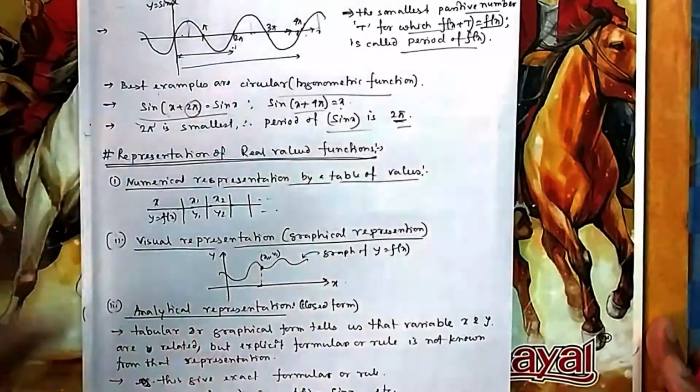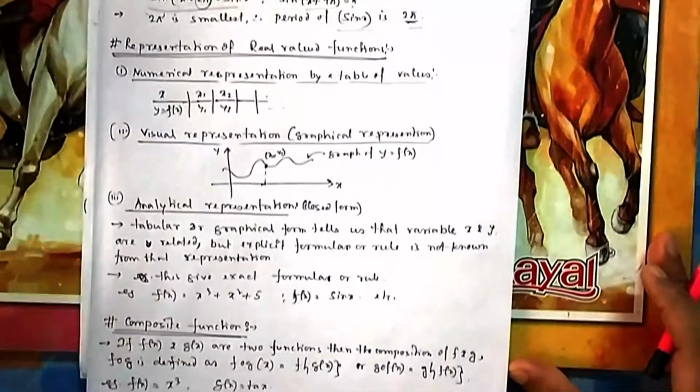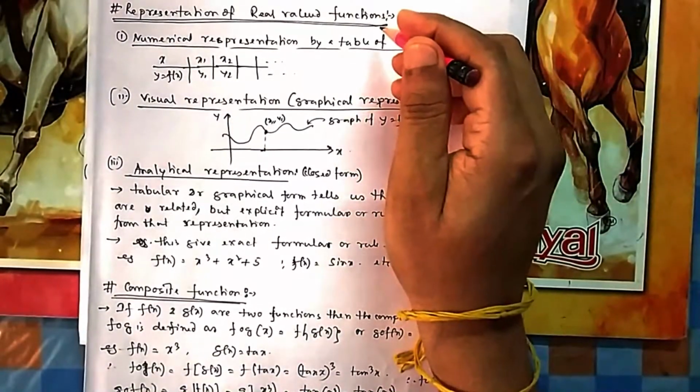We have discussed all these periods in trigonometric functions. You can refer to that. Now, in how many ways can we represent a real valued function? There are different ways.